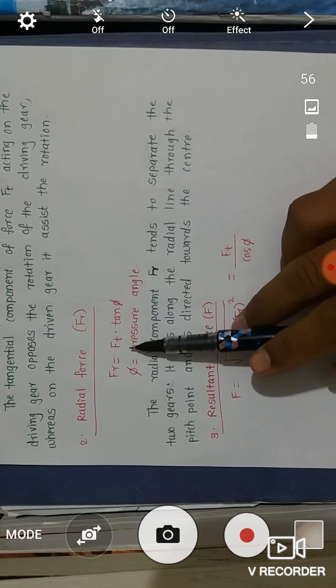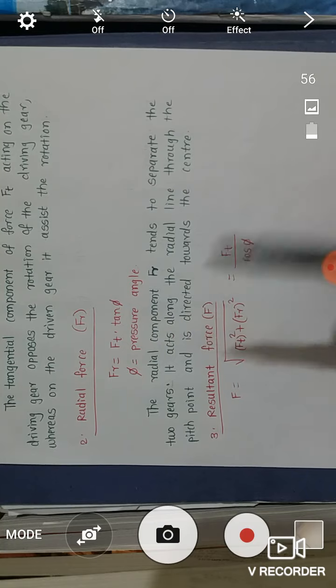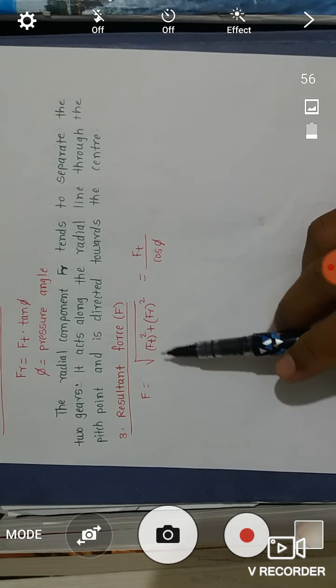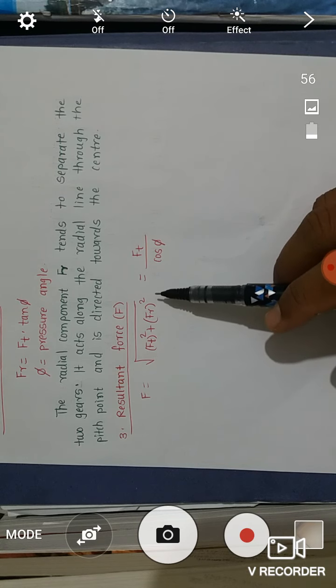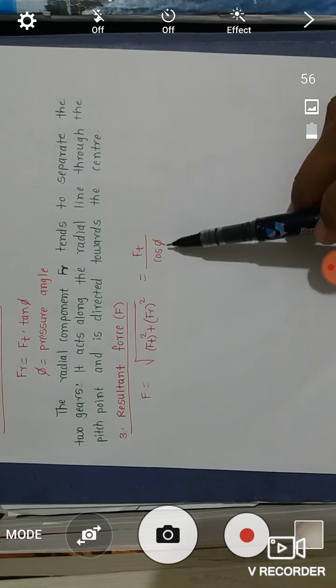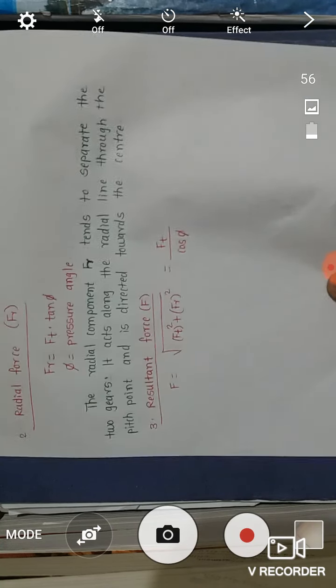And the radial force, that is Fr, is equal to tangential force Ft into tan phi, where phi is the pressure angle. If we see the resultant force, then F is equal to under root of Ft square plus Fr square. One more relation is F equal to Ft upon cos phi. So this is about the forces acting in case of spur gear.